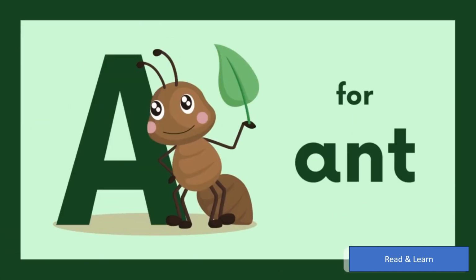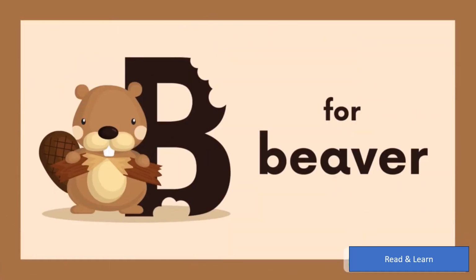This is letter A. A says A. A is for ant. A. This is letter B. B says B. B is for beaver. B.